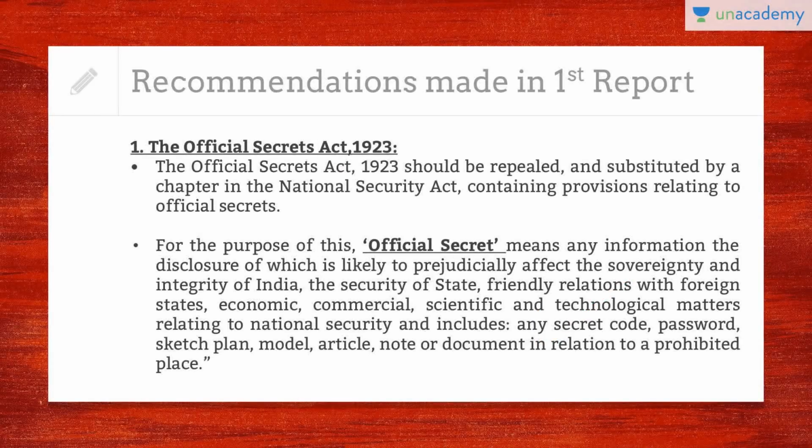Okay, and the recommendations which are made in the first report. So this includes the Official Secrets Act of 1923. It says that it should be repealed and substituted by a chapter in the National Security Act, and it should contain provisions relating to official secrets. So official secret meant just that information which will affect the sovereignty and integrity of India, security of the state, friendly relations with foreign states, economic, commercial, scientific and technological matters relating to national security, and it can include any secret code, password, sketch, plan, model, article, note, document in relation to a prohibited place.